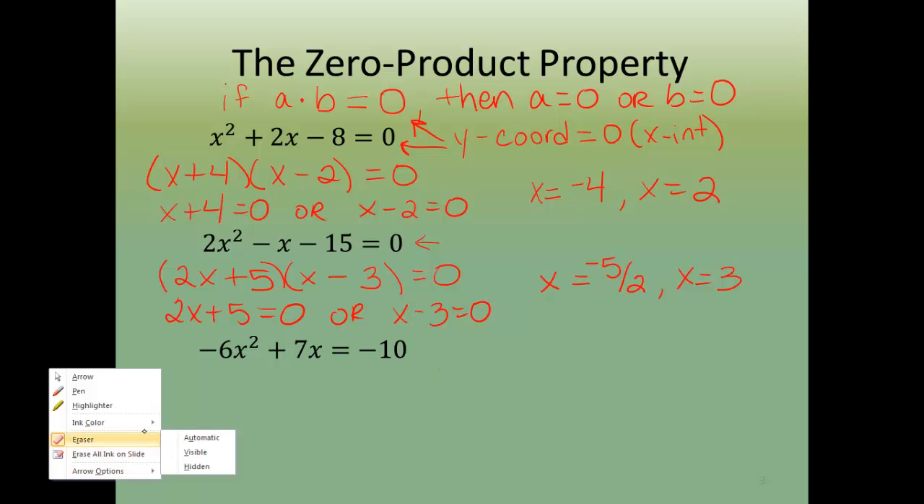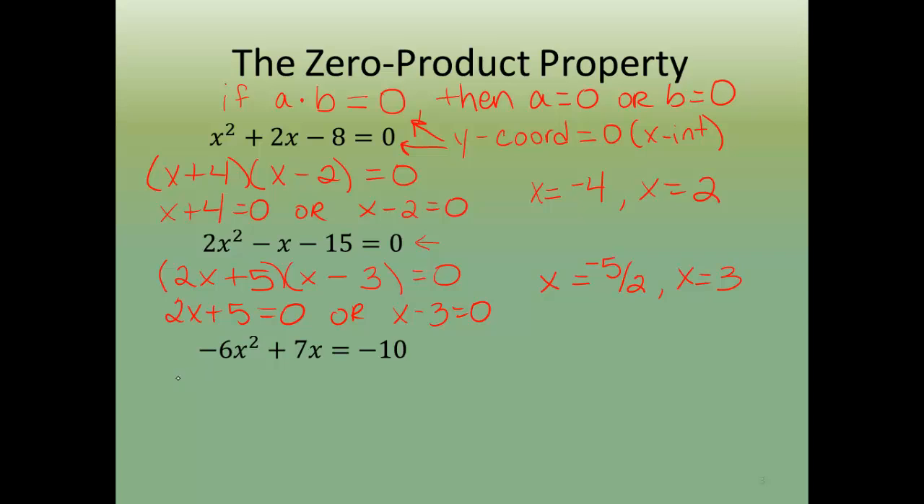I'm going to go ahead and move the negative 6x squared over to make a positive 6x squared, which means I have to move the 7x over, and the negative 10 is positive. Now it's equal to 0, which means I'm talking about x-intercepts, which is what I'm looking for.